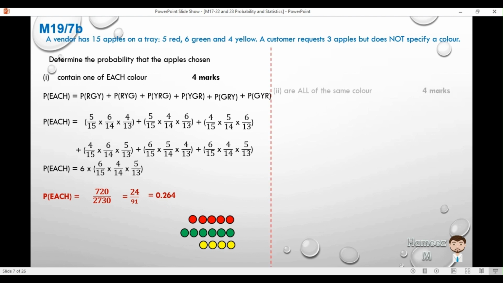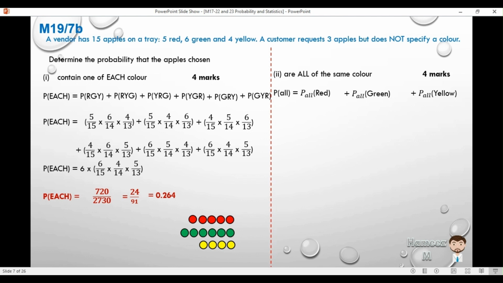Here, they're saying to determine the probability that the apples chosen are all of the same color. So that means if they're all of the same color, they can be all red, all 3 of them. Or they can be all green. And remember, or is represented by addition. Or they can be all yellow.